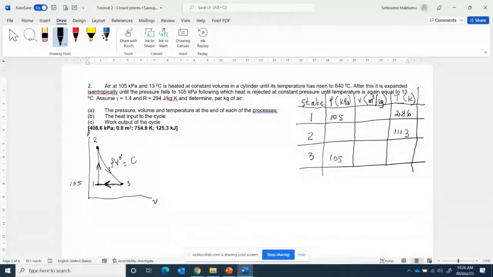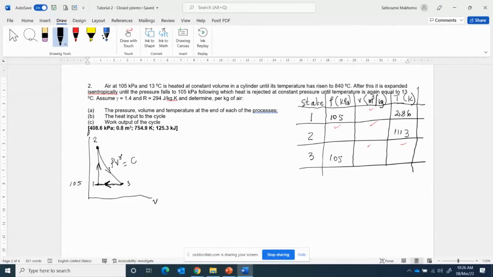So before you even answer any questions, you must make sure that you complete this table. In other words, you calculate V1, V2, P2, V3, and T3. Calculate those, and then you answer the questions. Now, the first question says, determine the pressure, the volume, and the temperature at the end of each process. At the end of each of the processes. So that's what we have to start.